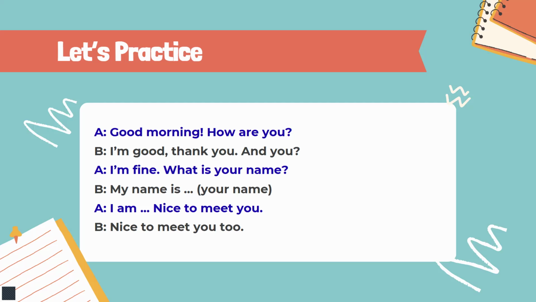You see how easy that is? So let's do this. I will read the letter A, the blue part, and you will read letter B, the gray part.